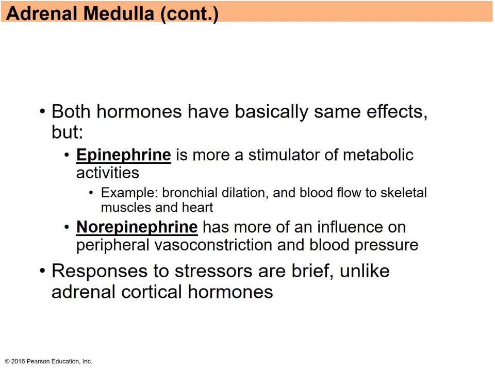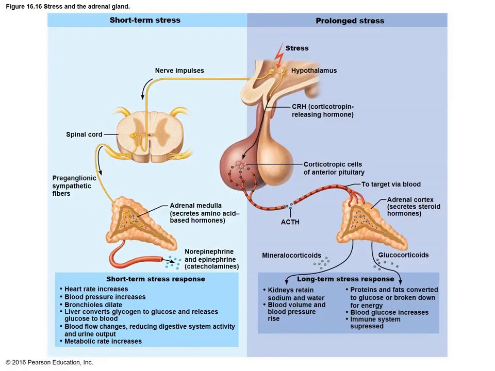Epinephrine is going to be more of a stimulator of the metabolic activities. Norepinephrine is more of an influence on your peripheral vasoconstriction and blood pressure. The responses are going to be very brief. Respond now, see the effect now, but it will not be long lasting. And so this is showing long-term versus short-term stress effects with the adrenal gland.